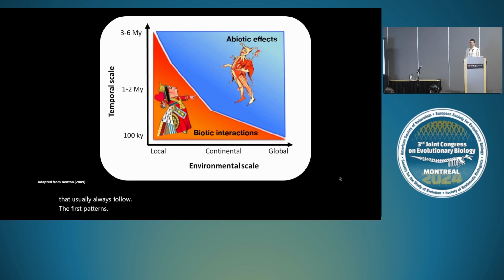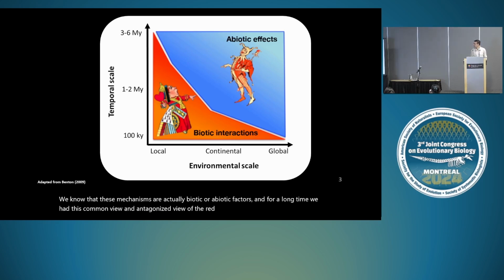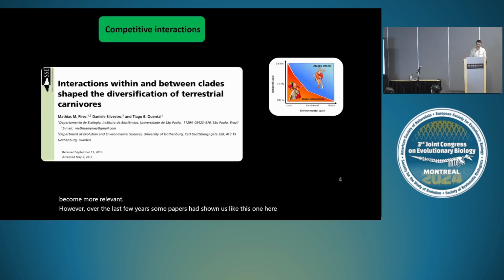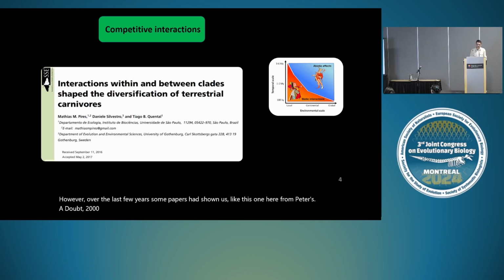And we know that these mechanisms are actually biotic or abiotic factors. And for a long time, we had this common, antagonized view of the Red Queen and the Court Jester, that at shorter temporal and geographic scales, biotic interactions seem to be more important to explain diversity dynamics. But as we go to larger temporal and geographic scales, abiotic events become more relevant. However, over the last few years, some papers have shown us, like this one here from Peters et al. 2016, that competitive interactions can actually scale up and become important to explain diversity over longer periods of time and also at continental scales.